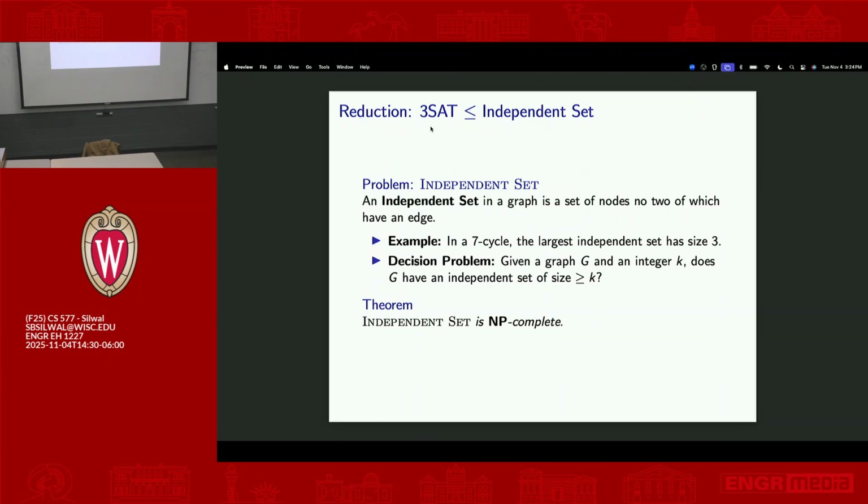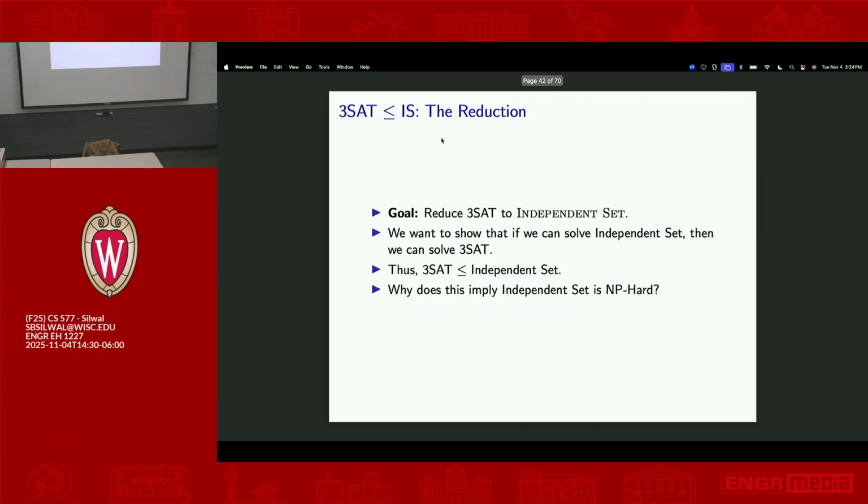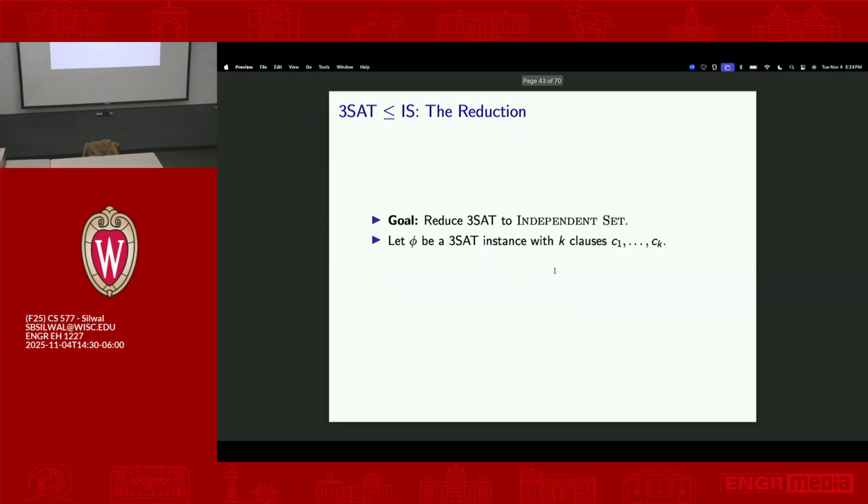So what do we need to do? We need to show that if I have an algorithm for independent SAT, I can solve 3-SAT. First, we already checked independent SAT is in NP. We want to show that if we can solve independent SAT, then we can solve 3-SAT. Thus, 3-SAT will be reducible to independent SAT, and this will imply independent SAT is NP complete. So the goal is to reduce 3-SAT to independent SAT.